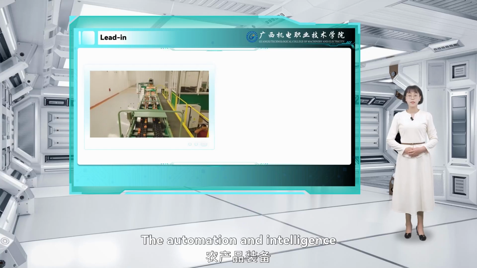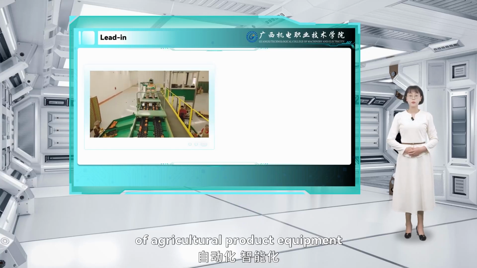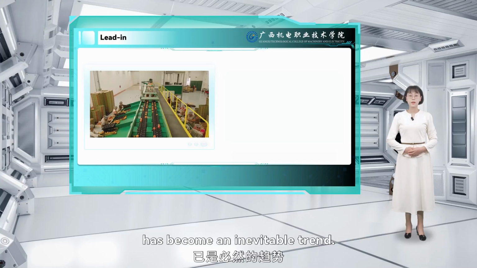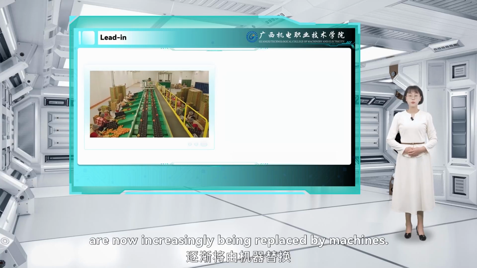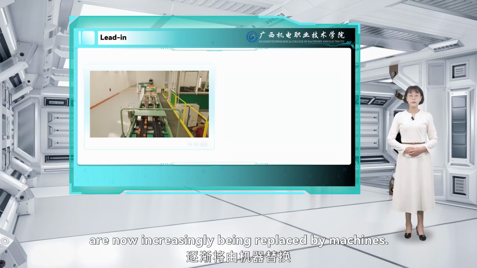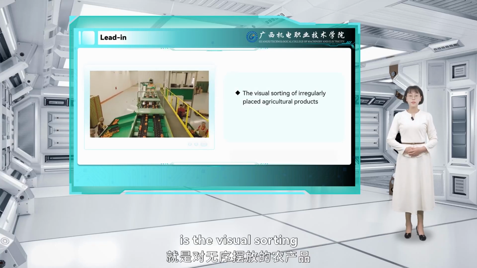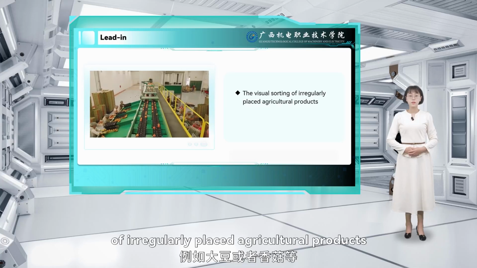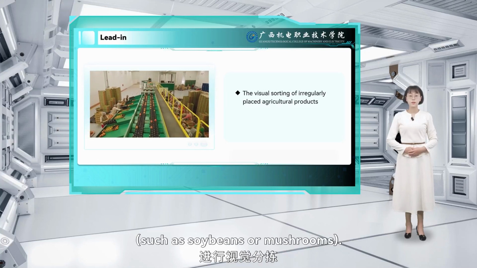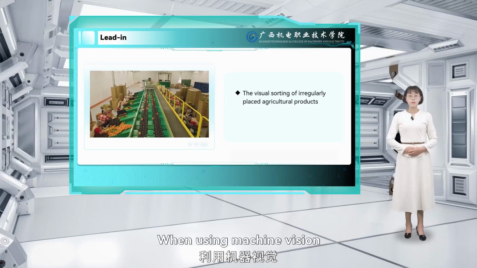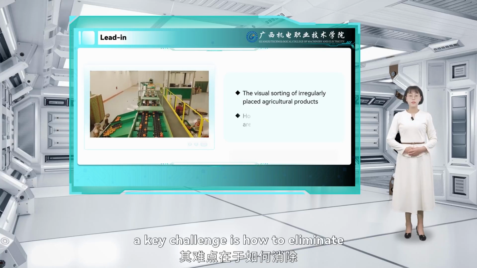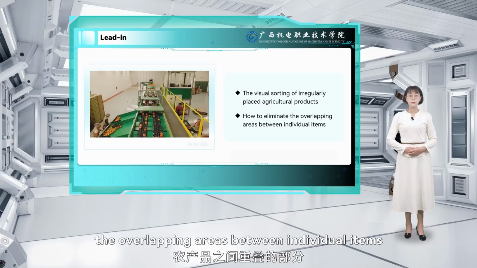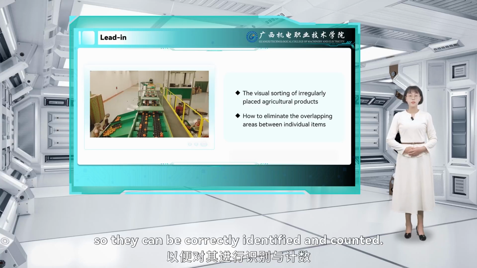The automation and intelligence of agricultural product equipment has become an inevitable trend. Tedious tasks that were previously labor-intensive are now increasingly being replaced by machines. One important task in this transition is the visual sorting of irregularly placed agricultural products, such as soybeans or mushrooms. When using machine vision to sort multiple randomly placed agricultural products, a key challenge is how to eliminate the overlapping areas between individual items so they can be correctly identified and counted.